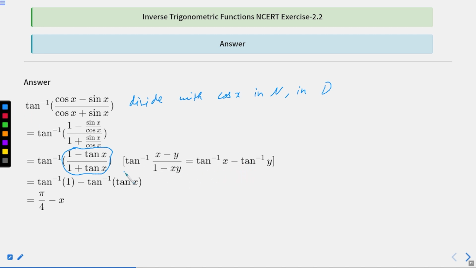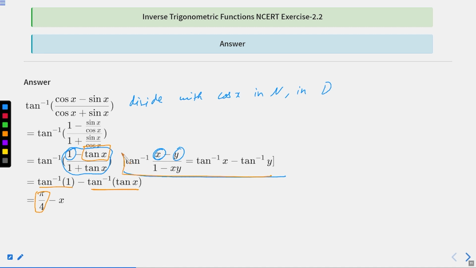Okay, so from using this information, let's say x is my 1, yes, and y is this whole thing, tan x. Y is my tan x. Then using this formula, I can rewrite it as tan inverse of 1 minus tan inverse of tan x, and this is pi by 4. Yes, and this is just x.